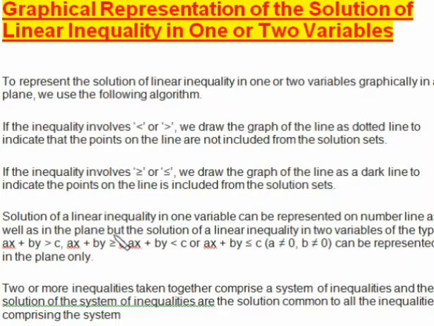The solution of linear inequalities in one variable can be represented on the number line as well as in the plane, but the solution of linear inequalities in two variables of this type can be represented on the plane only. Two or more inequalities taken together comprise a system of inequalities, and the solution of the system is the solution common to all the inequalities comprising the system.